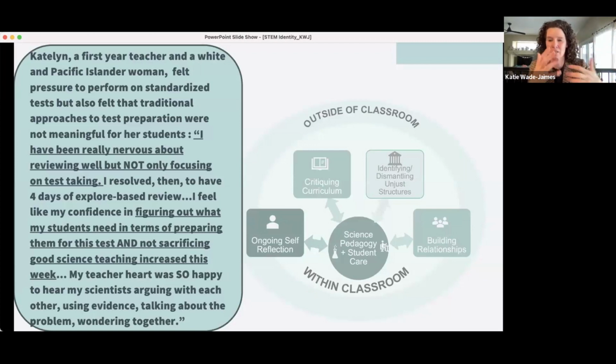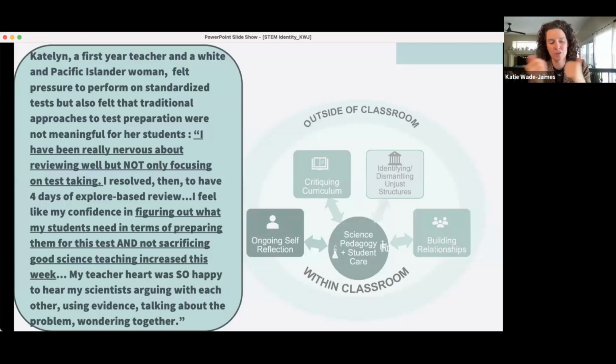So she designed these exploratory, inquiry-based science activities that covered the content, but then also gave the students a chance to engage in meaningful science. And she talked about how her confidence in figuring out what the students need in terms of preparing them for the test, and not sacrificing good science teaching, increased. So she was able to do both of those.